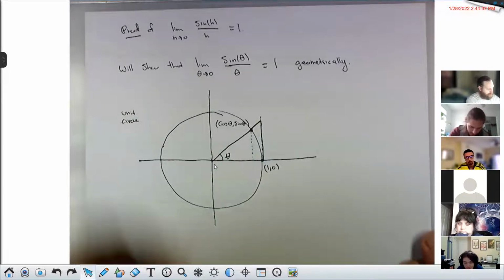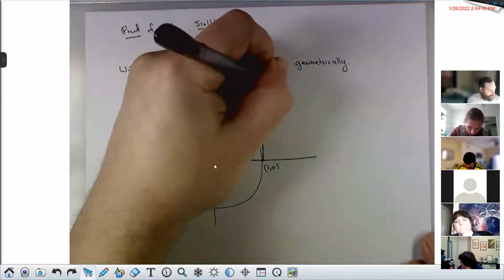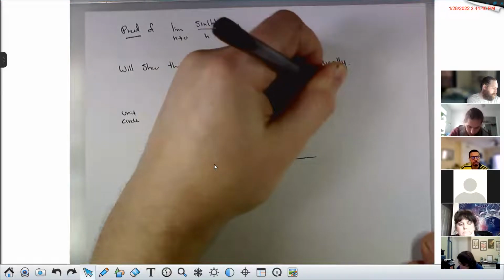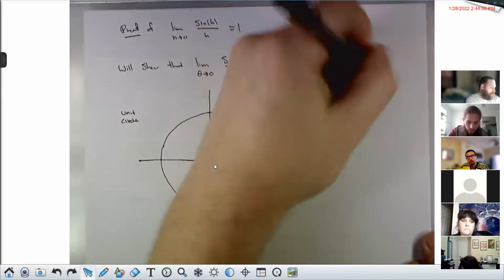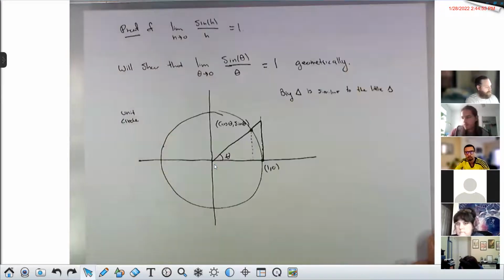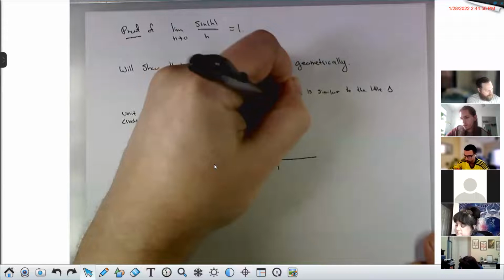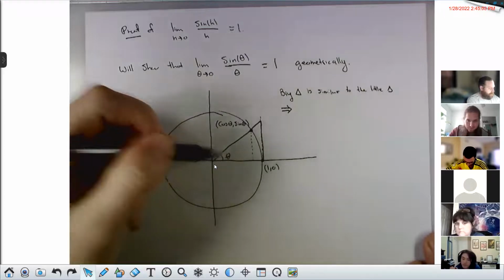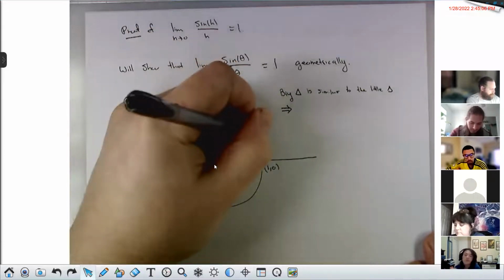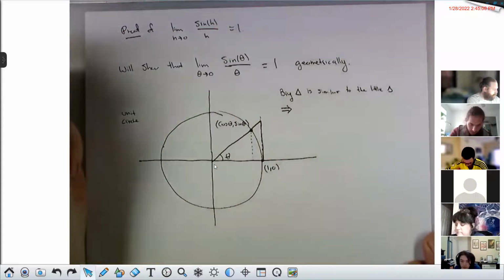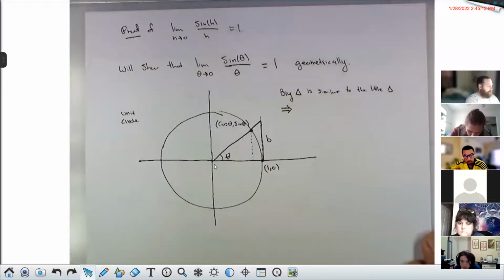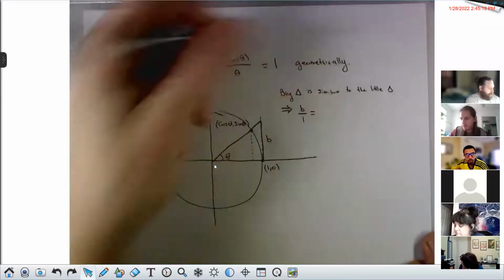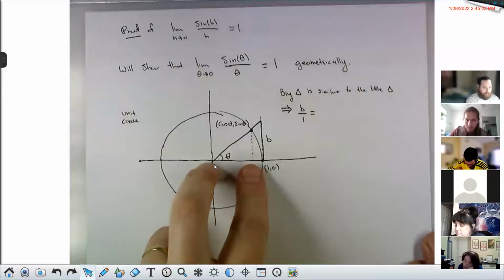So the argument begins like this. The big triangle is similar to the little triangle, which tells us that this length over this length, we call this, I don't know what to call it. I don't want to use H. Call this just B. Tells me that B over 1 is equal to this height over this length.